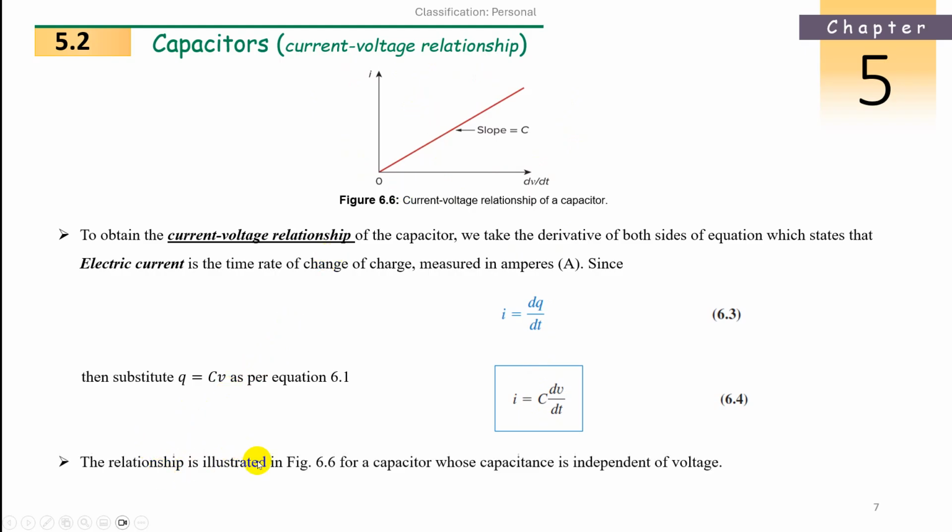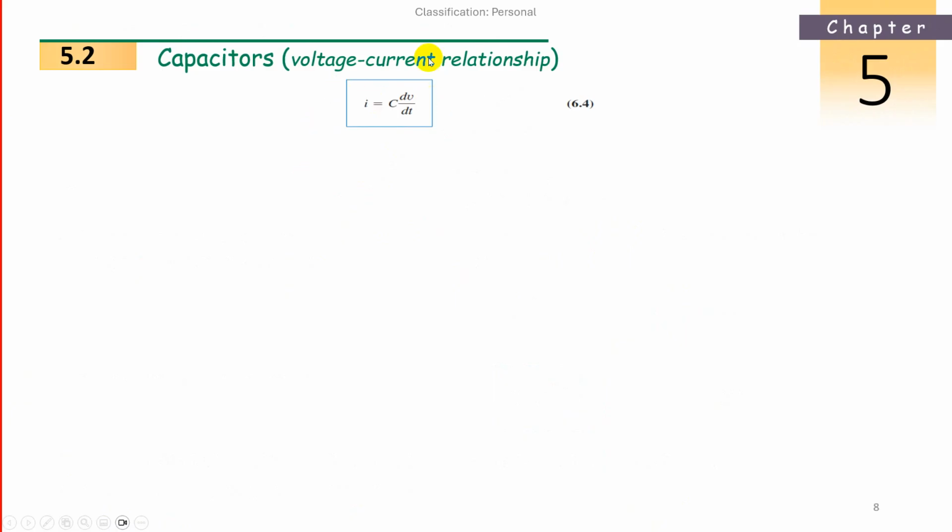Now, the relationship illustrated in this figure is for a capacitor whose capacitance is independent of the voltage. That means capacitance is not dependent on voltage; it is fixed. If we change the voltage, the current will change and the charge will change, but C will not change. Capacitors that satisfy this equation are said to be linear because the slope is linear. That's why, like a resistor, a capacitor is also a linear element.